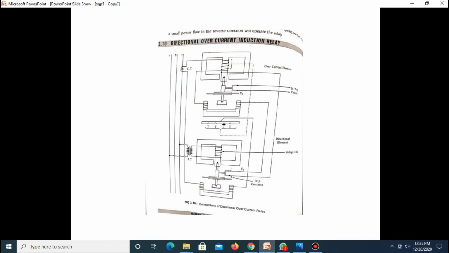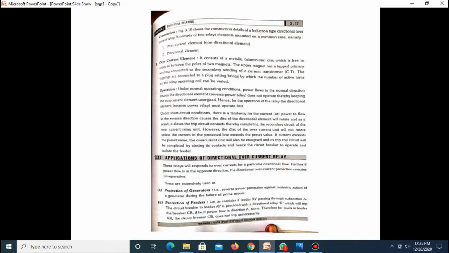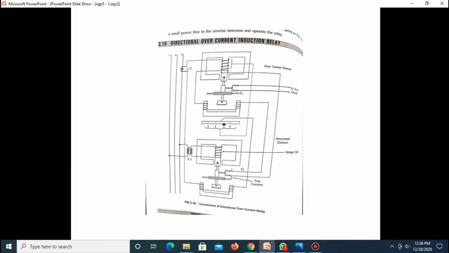Coming to operation, under normal conditions the power flows in the normal direction. Because of this, the directional element does not operate, thereby keeping the overcurrent element unenergized. In abnormal conditions, the current flows in the reverse direction, so the directional element must operate first. Abnormal condition means an excessive amount of current is passing through. Here is the trip coil.